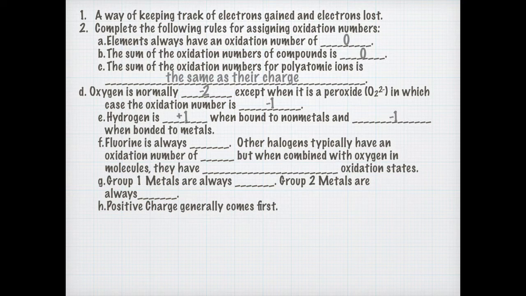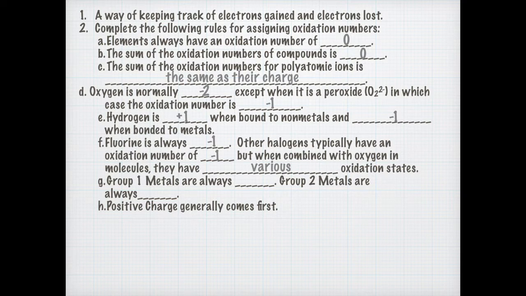Fluorine is always going to have an oxidation number of -1, which is the same as its charge. Other halogens tend to have a -1 oxidation number, just like their charge. But when they're combined with oxygen, because oxygen always has that -2 oxidation number, except when they're peroxides, then halogens can have various oxidation states, which we'll look at.